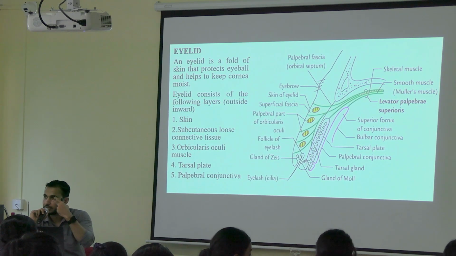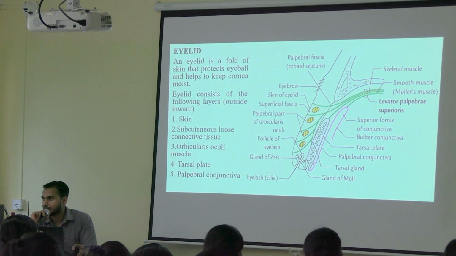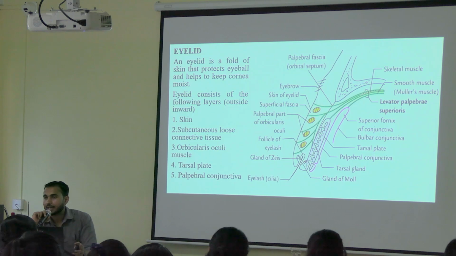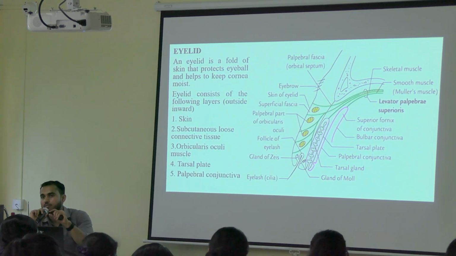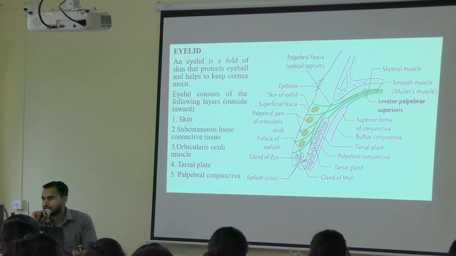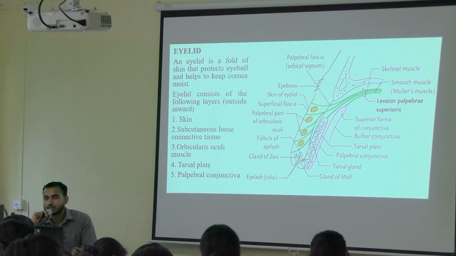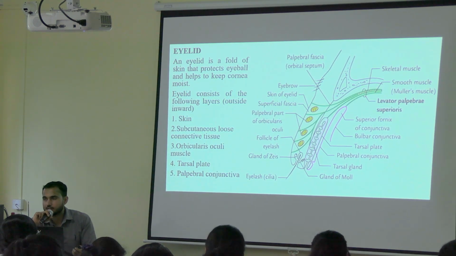The tarsal plate is present in both eyelids, the upper eyelid as well as the lower eyelid. Okay, and in the tarsal plate only, different types of glands are present. They are also called the meibomian glands.